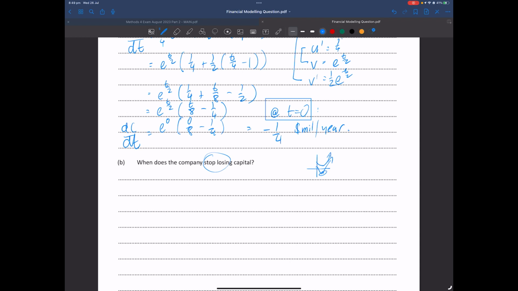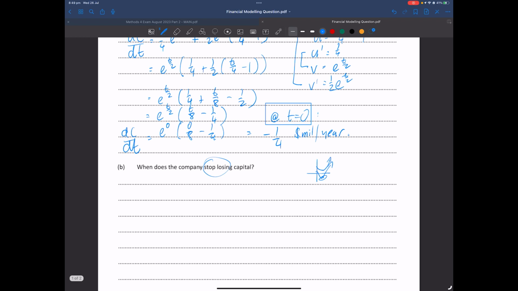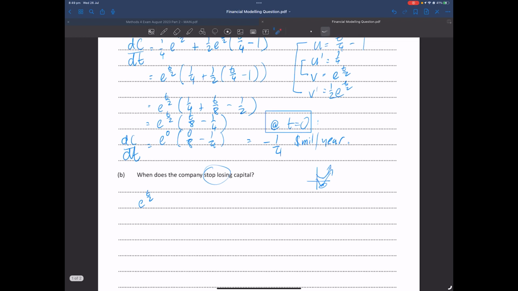So I'm going to take dC by dt, from this point here, the one where I just factorized it a bit, where it's at its neatest. So that's t to the power, t over 8 minus a quarter, like so, and that has to be equal to 0 for the point of change from loss to gain. Okay, so that's cool.